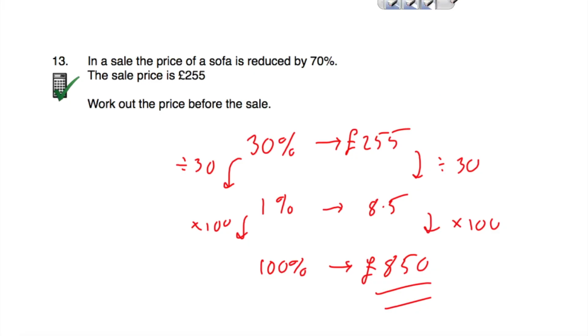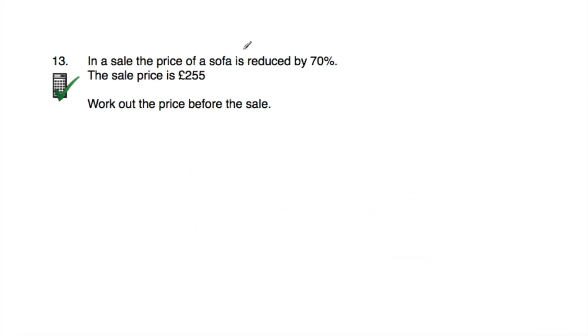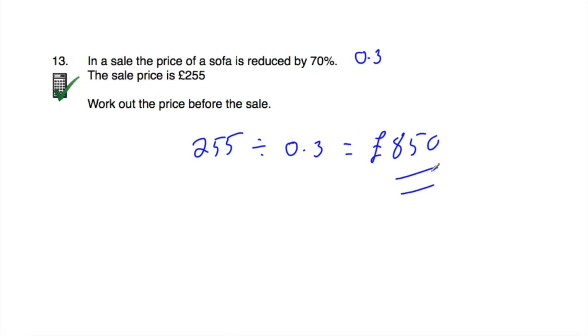Okay, let's look at this question using multipliers. In this question, we're told the price of the sofa is reduced by 70%. If you've got 100% to begin with and you reduce it by 70%, you're left with 30%. So as a multiplier, that would be 0.3. If you multiply something by 0.3, you reduce it by 70%. So that's what the multiplier would have been. And the answer is £255. So if we take that £255 and divide by the multiplier, we can find out what the original amount would have been. So 255 divided by 0.3 is equal to £850, and that's it. So that's the price before the sale.